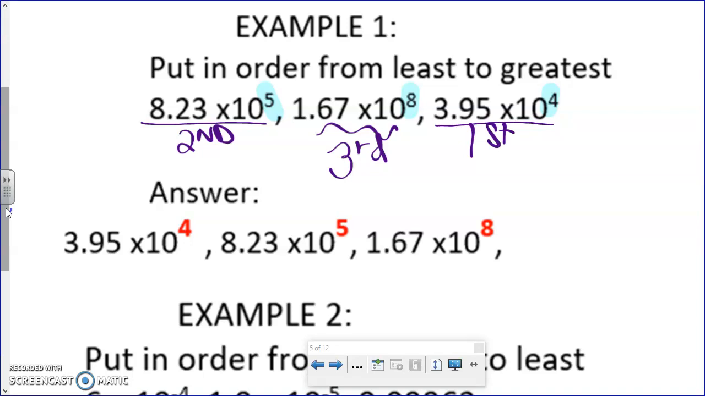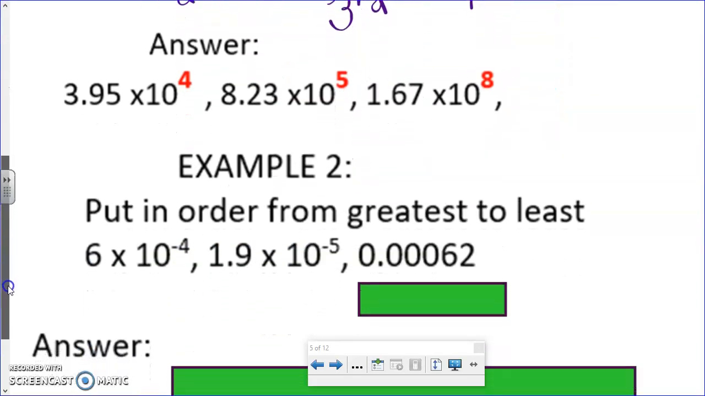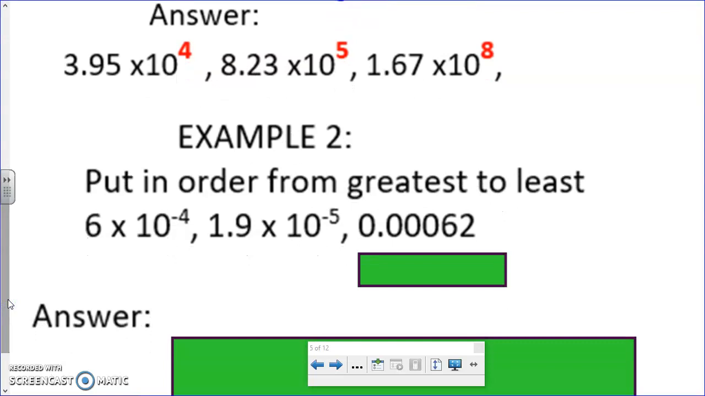Now, for example number 2. It wants you to put it in order from greatest to least. So I have 6 times 10 to the negative 4, 1.9 times 10 to the negative 5, and then 0.00062. Now, here's our first problem. It is not in scientific notation, so I need to put it in scientific notation. So my decimal is going to move from where it is to in between the 6 and the 2. So that's 1, 2, 3, 4. I'm going to get rid of the extra zeros, and because it's a decimal, I know the exponent is negative.